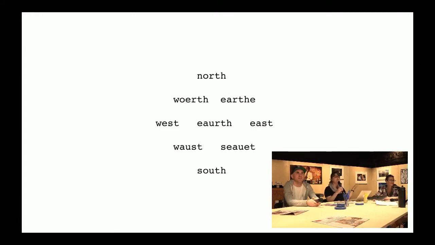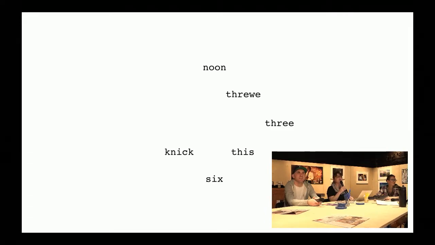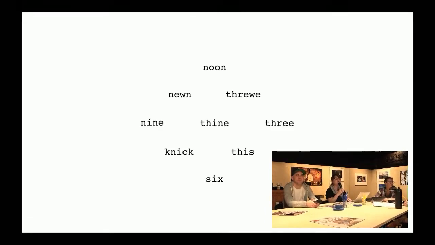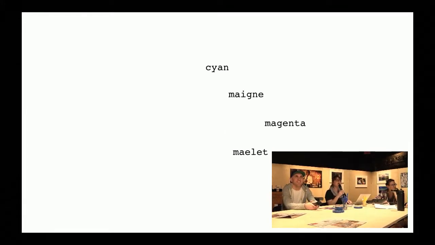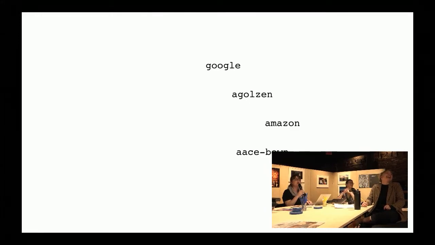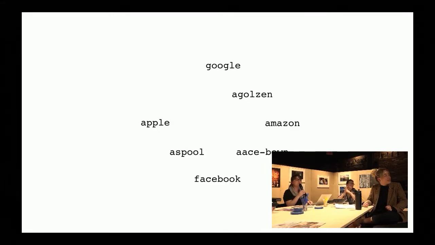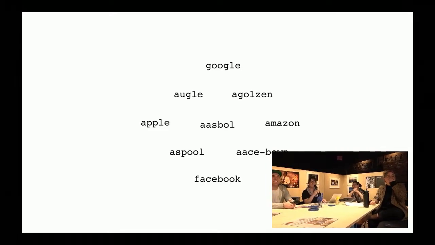So you get north, earth, east, suet, south, woust, west, worth, earth, noon, through, three, this, six, nick, nine, neun, and thine, cyan, mine, magenta, maylet, yellow, ballow, black, bleen, mita, and finally, Google, Agelzen, Amazon, Acebound, Facebook, Aspool, Apple, Ogle, Aspol. So that's what I've been working on.